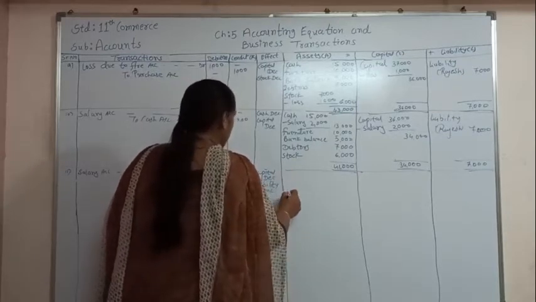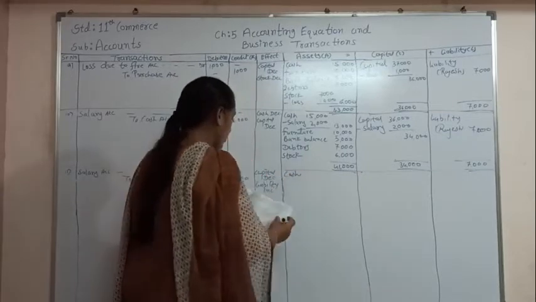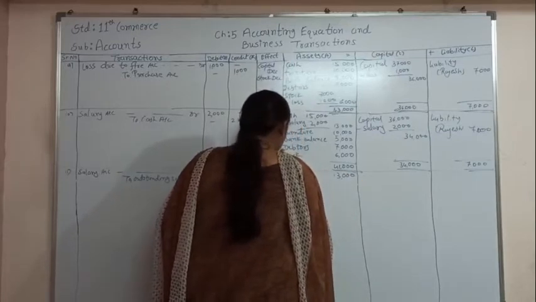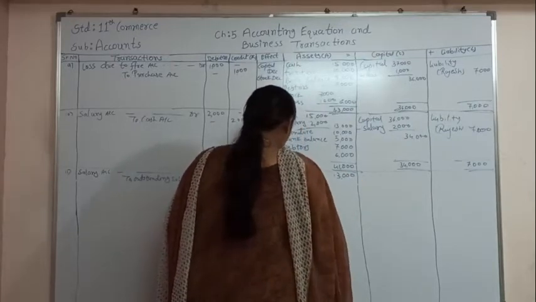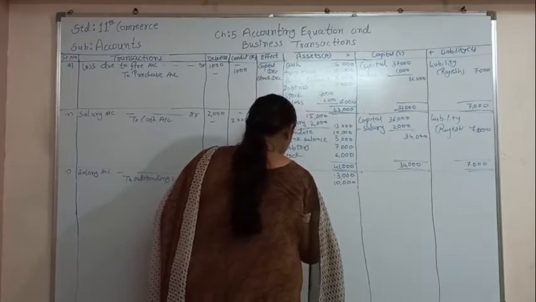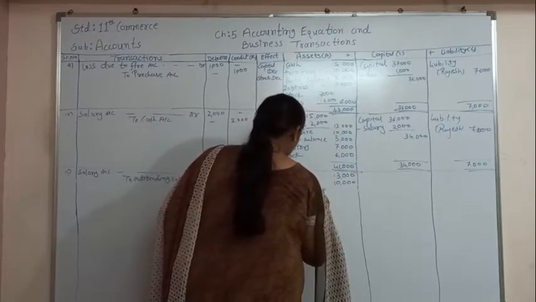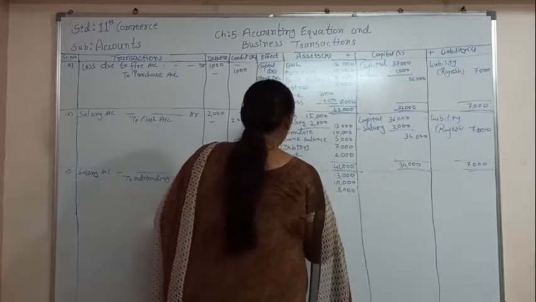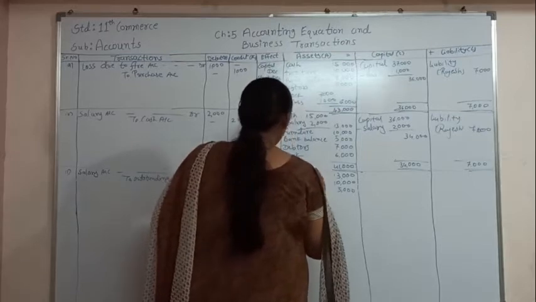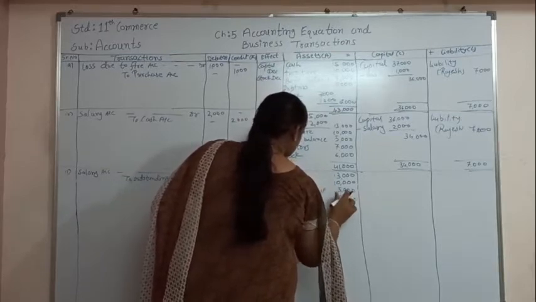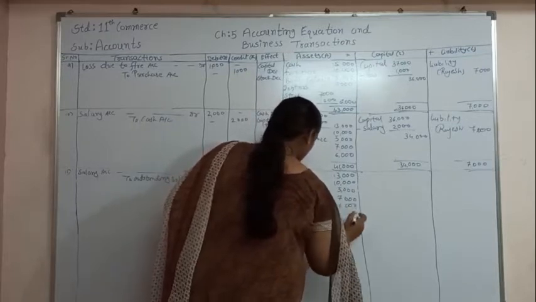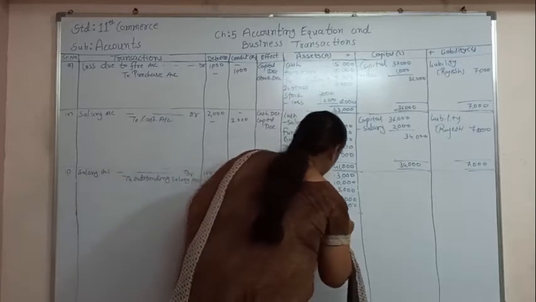Here cash is going to remain the same, 13,000. Then furniture is of rupees 10,000. Bank balance of rupees 5,000. Then debtors is of rupees 7,000, and stock is of rupees 6,000. So total will be 41,000.